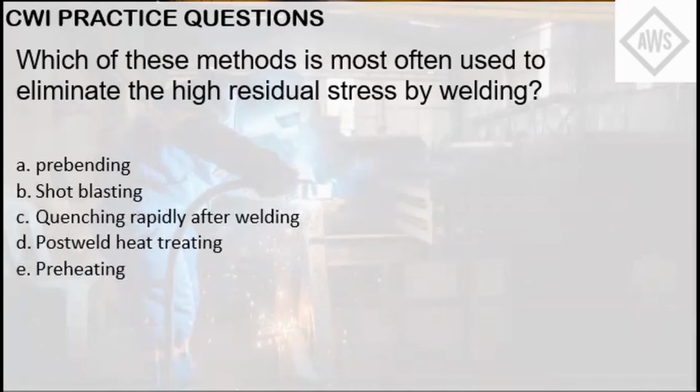So pre-bending here refers to bending the parts before welding to counteract shrinkage by introducing pre-stressing. So when you pre-stress a part before welding, you counteract the shrinkage that will be caused by welding. This term is called pre-bending. So it does not fit the description of the question, which is to eliminate the high residual stress.